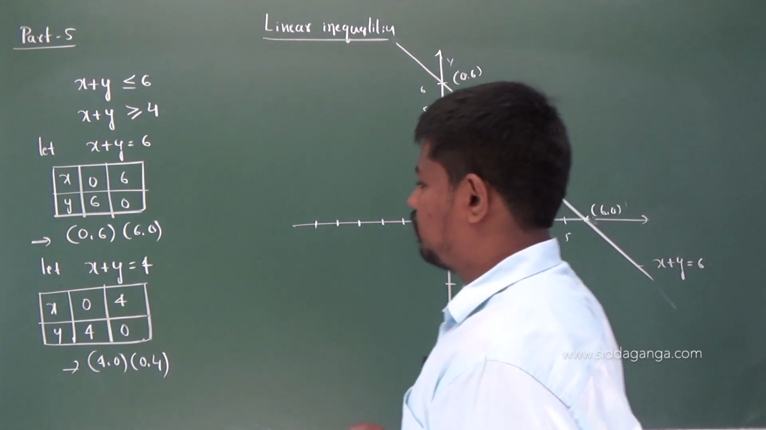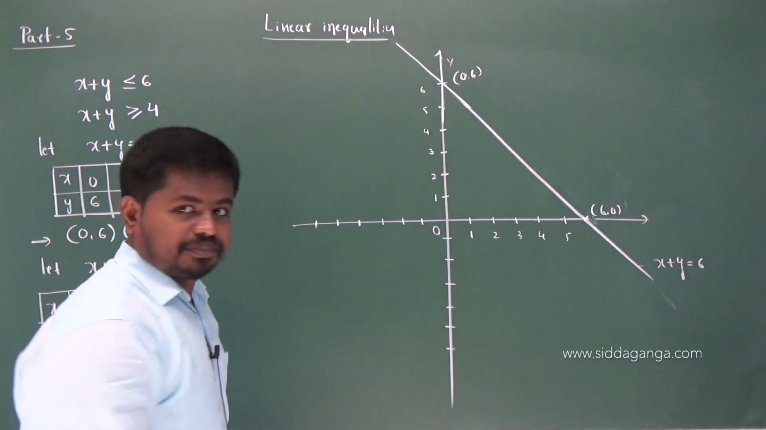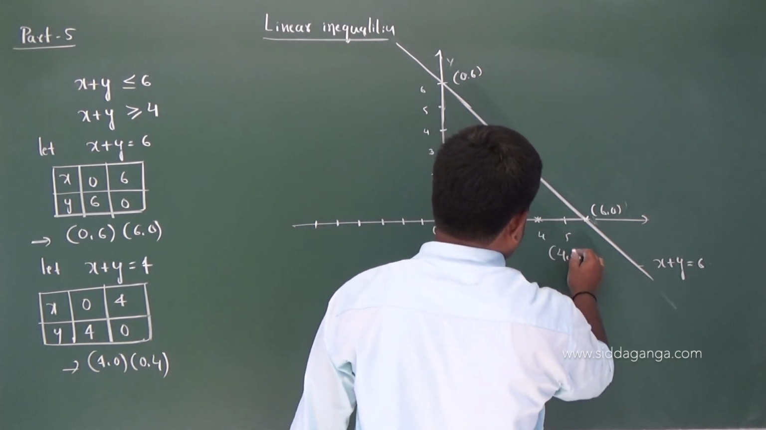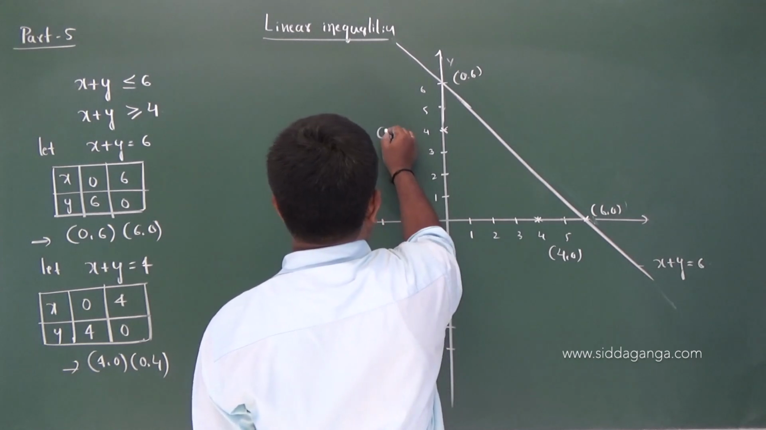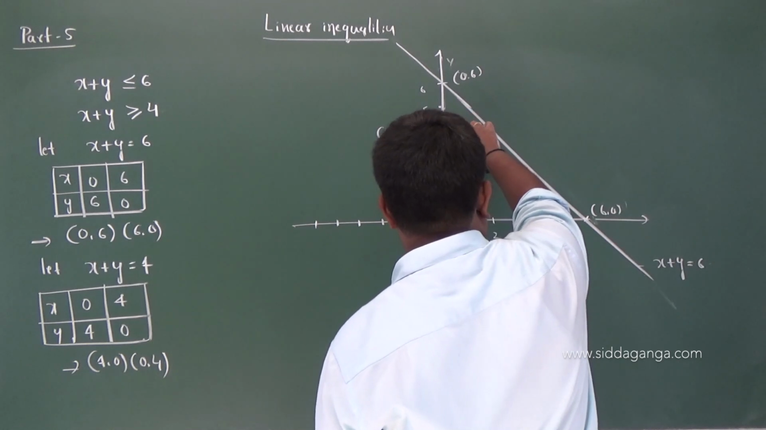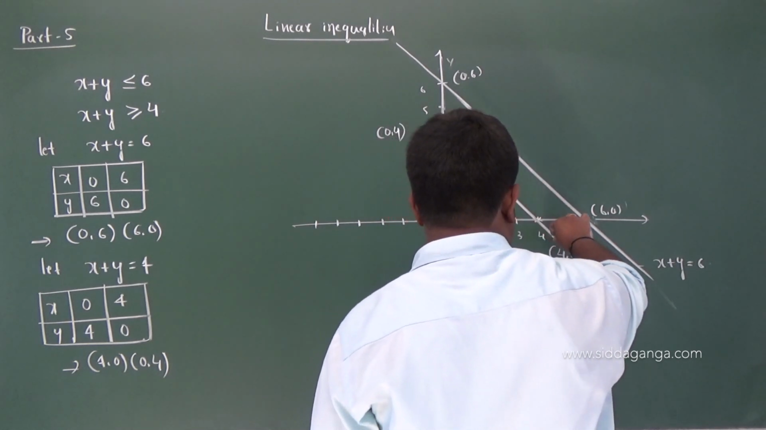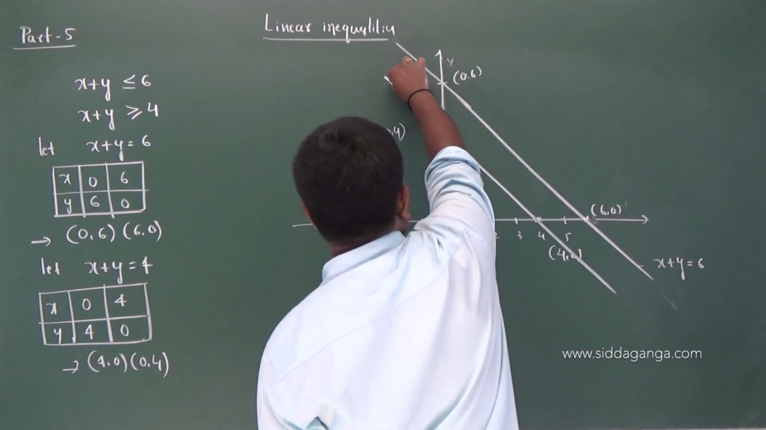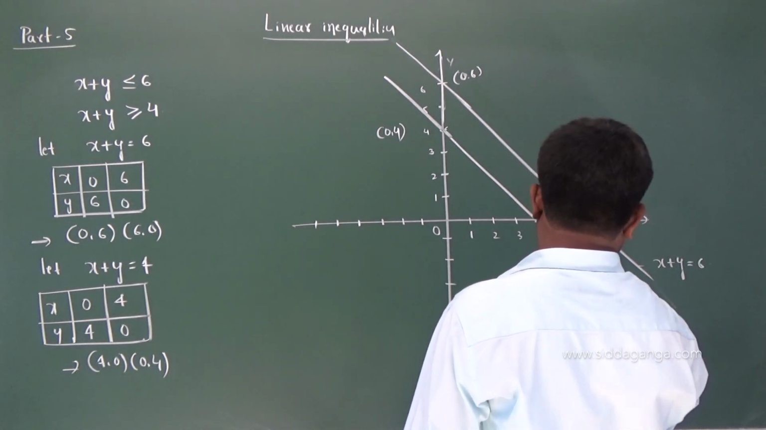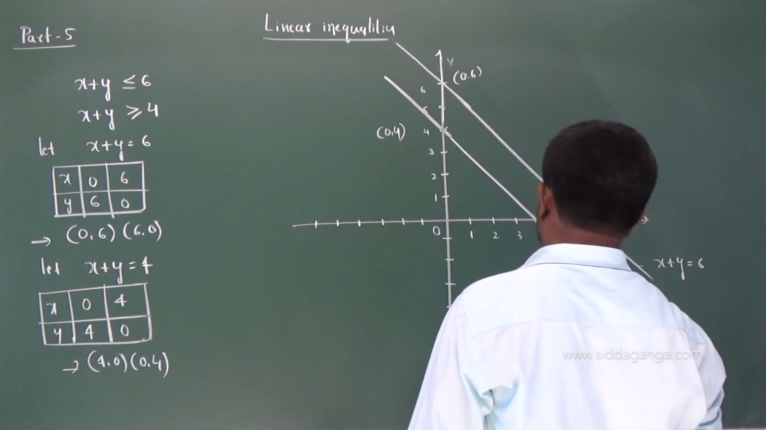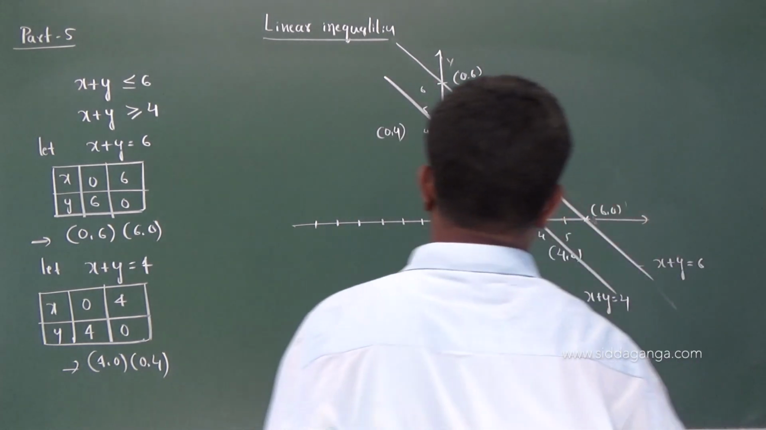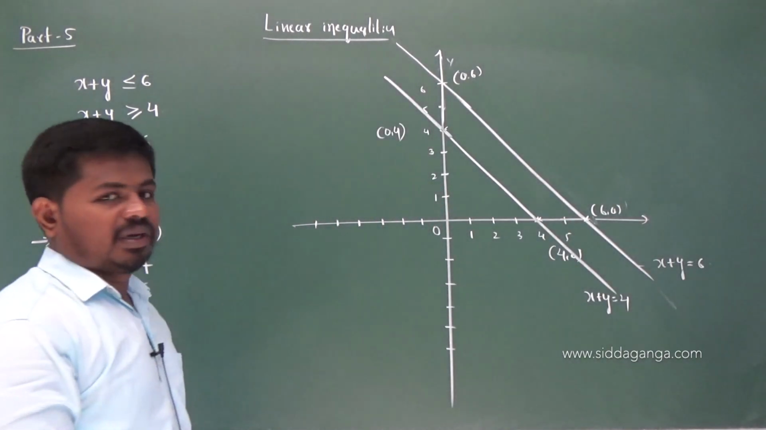And the second line passes through what? (4, 0) and (0, 4). You mean this is (4, 0) and this is (0, 4). So, you observe here students, the lines are not intersecting, they may be parallel. Okay. So, this is your graph.